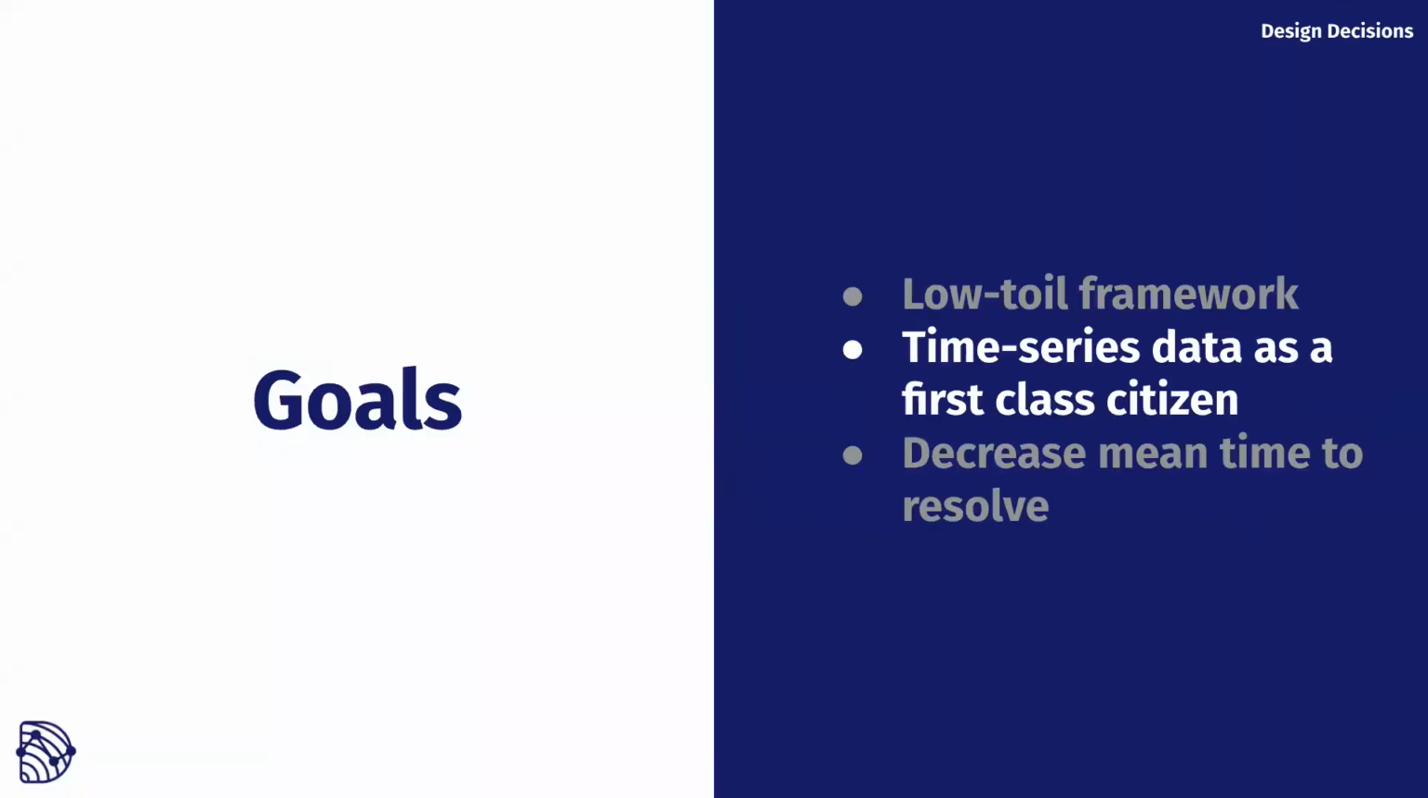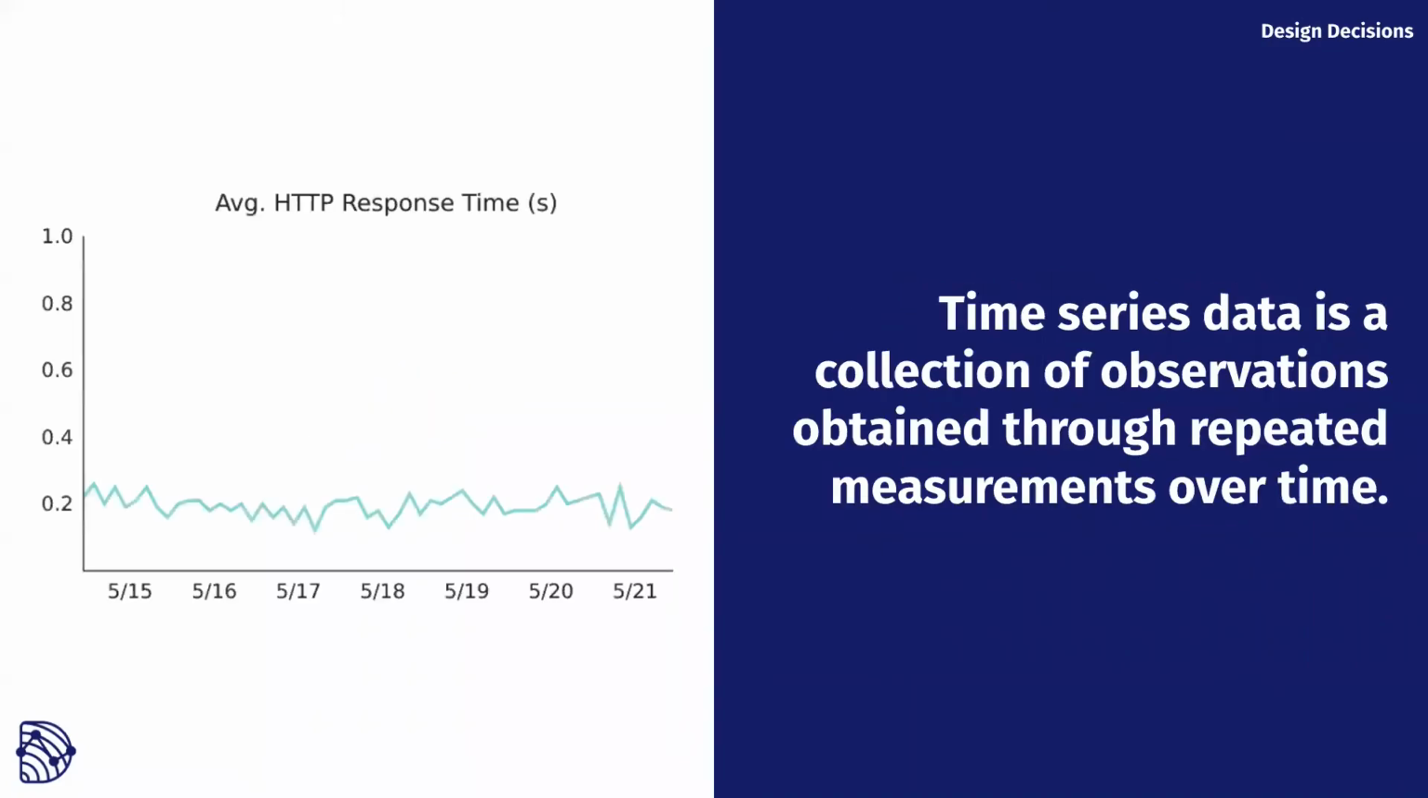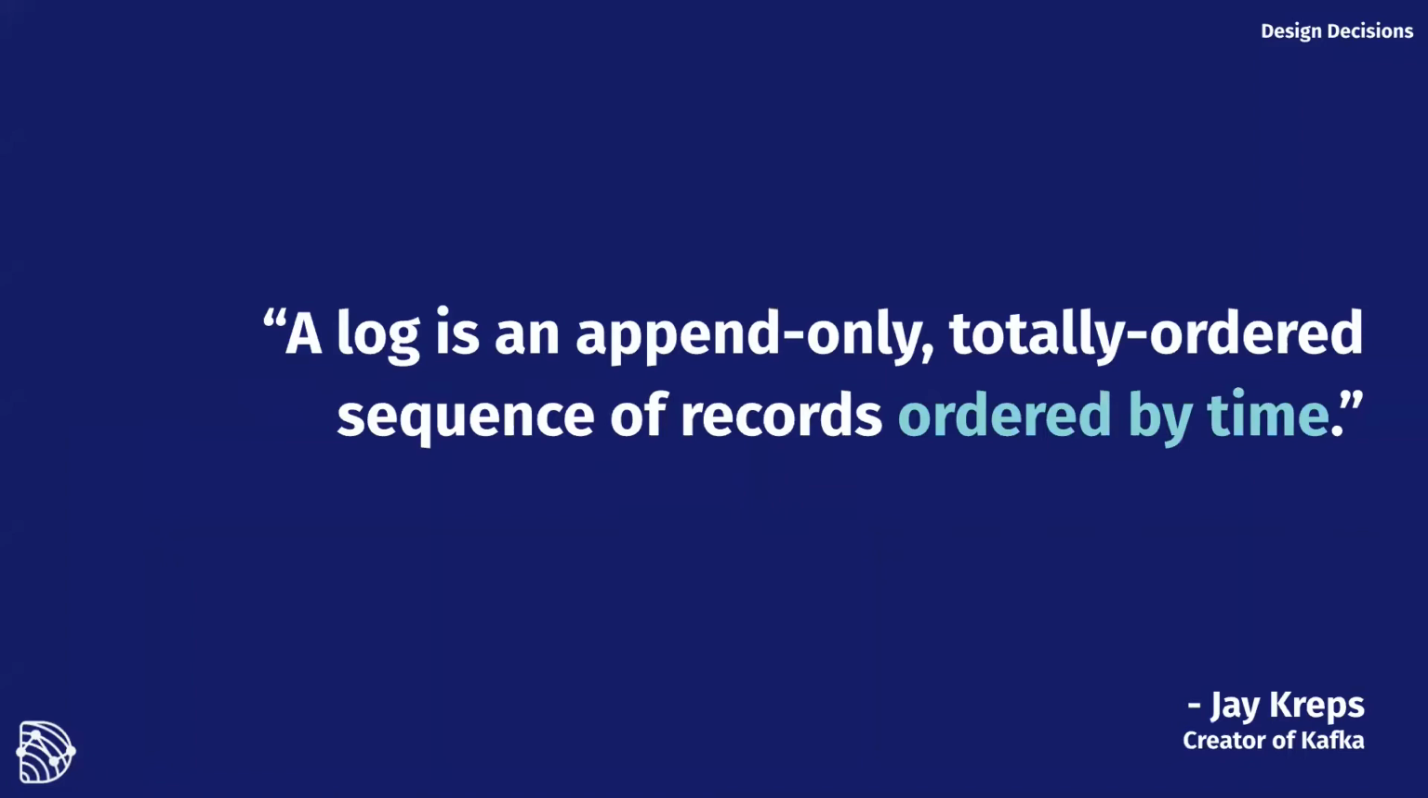This is why we treat time series data as a first-class citizen. Time series data is a collection of observations obtained through repeated measurements over time. For example, time series data can measure the average response time of a web server over the course of a week. Now, we treat logs as time series data because they already are time-based. Storing them in a time series database unlocks a large range of time-specific querying functionality that helps Dendro improve your ability to extract insights from your logs over time.